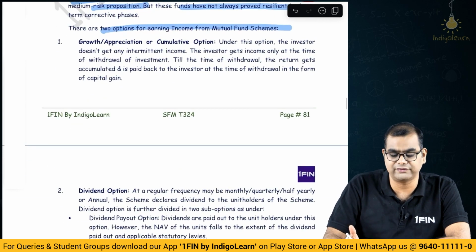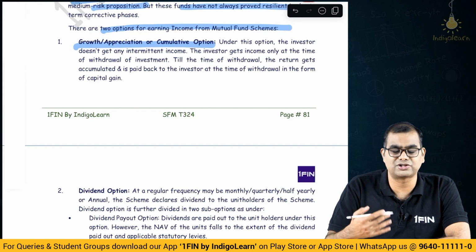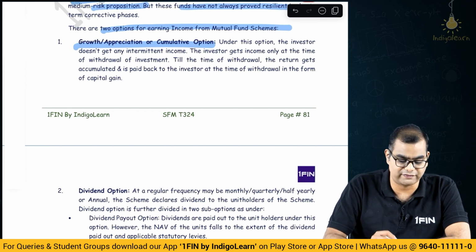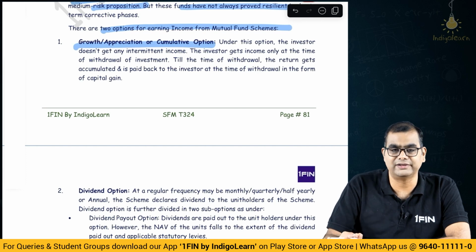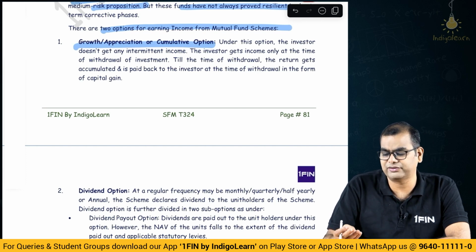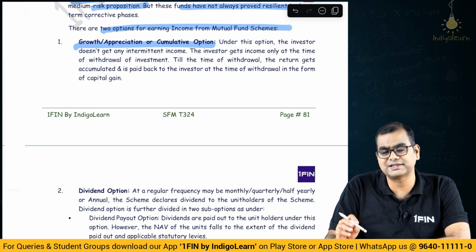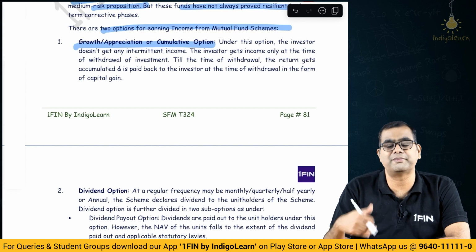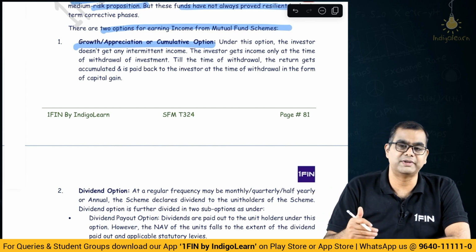There are two options for earning income from mutual fund schemes. So there are two kinds of way in which you earn income. One is capital appreciation or growth appreciation or cumulative option. So when you invest money in a mutual fund, the mutual funds can declare a dividend. They declare a dividend out of the cash that they have with them or out of the dividend proceeds that they receive from the company, and so on and so forth. If you choose the growth or cumulative option, you basically are saying, please invest back any surplus cash that you get because of dividends back into the overall portfolio. Don't give me any money. So that is basically a growth option.